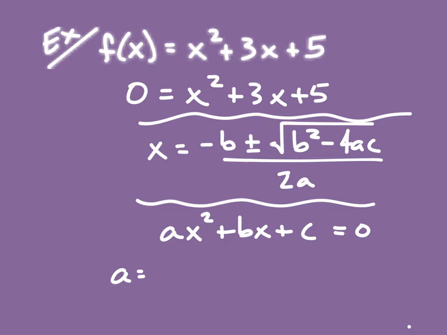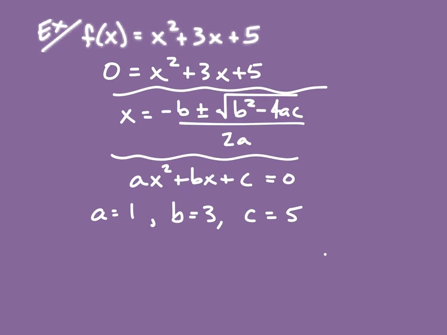Our a value in this case, the number in front of the x squared, is 1. The b value, the number in front of just the x term, is 3. So b is equal to 3, and then c is our constant value, so c is equal to 5.